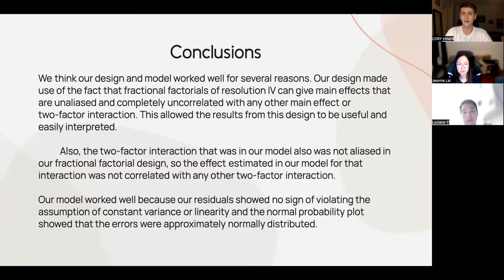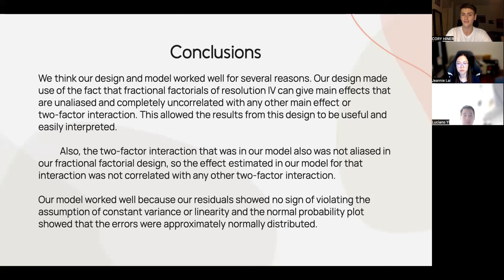We think our design and model worked well for several reasons. Our design made use of the fact that fractional factorials of resolution 4 can give main effects that are unaliased and completely uncorrelated with any other main effect or two-factor interaction. This allowed the results from this design to be useful and easily interpreted. Also, the two-factor interaction that was in our model was not aliased in our fractional factorial design. So the effect estimated in our model for that interaction was not correlated with any other two-factor interaction.